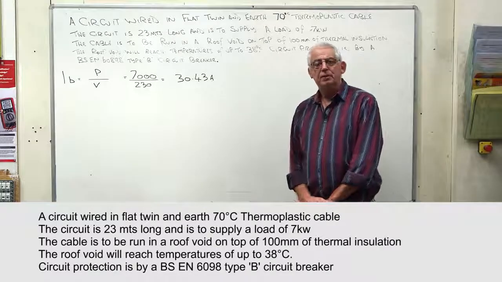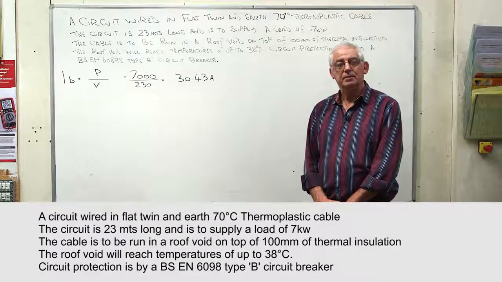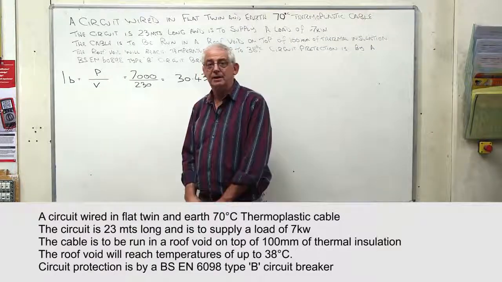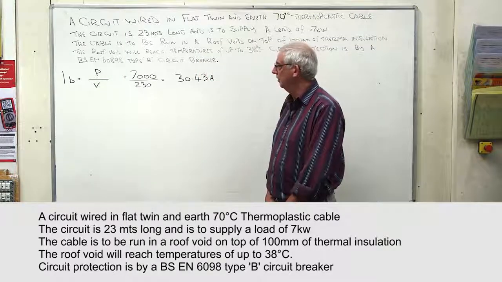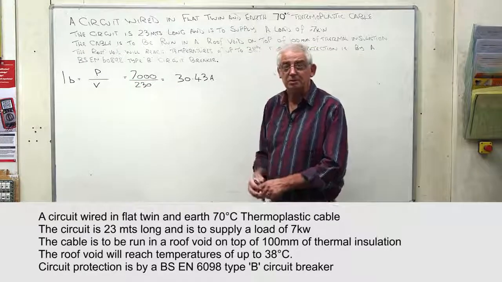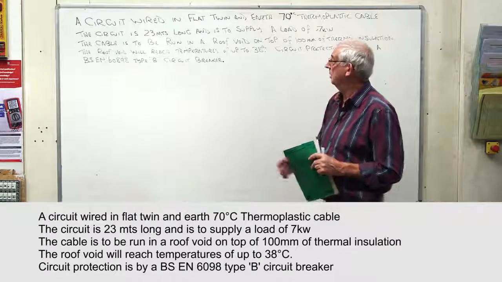The very first step is to calculate the design current. And for design current, we use the symbol IB. That stands for design current. If we divide the power by the voltage, that will give us the current. We'll then use tables from BS 7671. As you can see, I've put a question on the board and I'll read it.